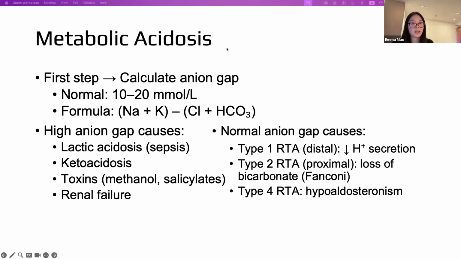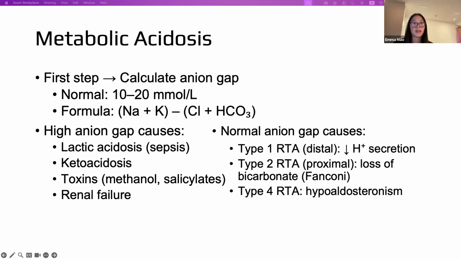And then with metabolic acidosis, it's useful to calculate the anion gap, and you calculate that by adding the cations and then minusing the anions, with the normal being 10 to 20 millimoles per liter. A high anion gap is usually caused by something else in the body that's not normally there, making it more acidotic. So lactic acidosis from sepsis, for example, ketoacidosis, toxins, so methanol and salicylates, and renal failure.